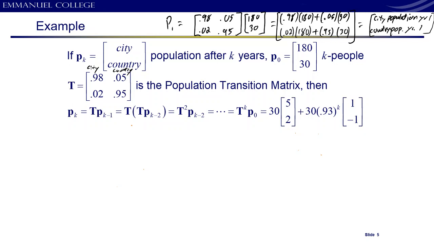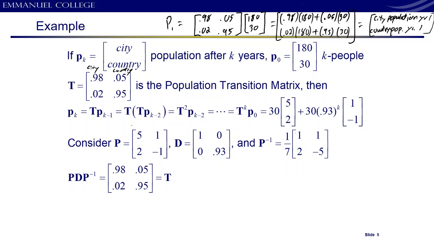To which you look at and go, how in the world did you get to here from here and here? Consider this matrix P and this diagonal matrix D, and then here's P inverse. If you go through and do the calculations, you will find that P times D times P inverse does equal that transition matrix. This means that we have a matrix T that is similar to matrix D.